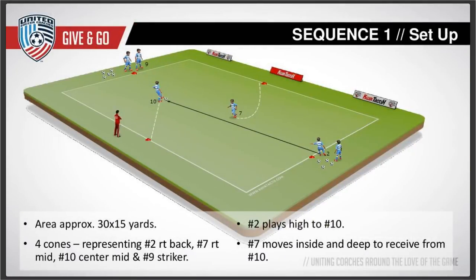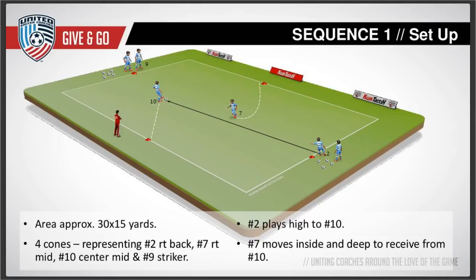So we'll look at the first phase of the activity and let's look at some of the setup requirements to begin with. Firstly, the activity is played in an area that's approximately 30 to 35 yards long and about 15 to 20 yards wide, depending on, of course, the age group that you're working with.